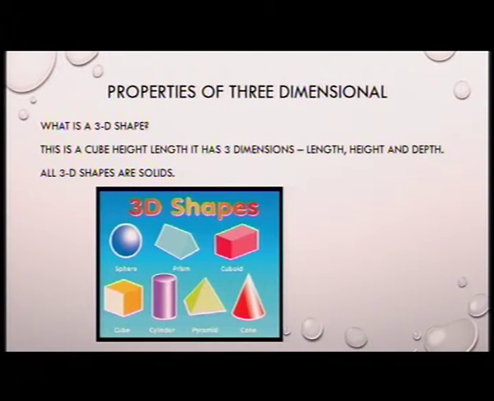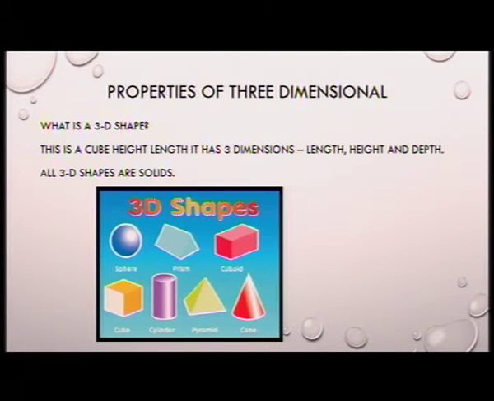Now let's go over to properties of 3-dimensional shapes. What is a 3-dimensional shape? Now, 3-dimensional shapes have 3 dimensions. This is a cube: it has 3 dimensions, the length, the height, and the depth. And all 3-dimensional shapes are solids. So when you look at that one, you can look at the sphere, or the prism, cuboid, cube, cylinder, pyramids, and cones. All these ones are 3-dimensional.